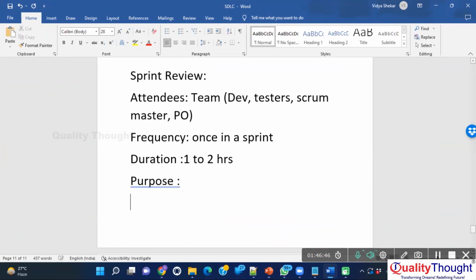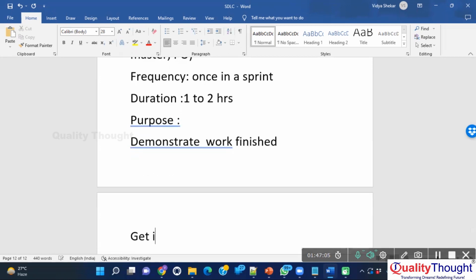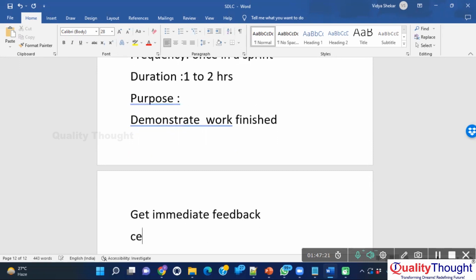What you are going to do in this meeting is demonstrate or give a demo, demonstrate work finished. Whatever work you have completed, you will give a demo. Demonstrate work finished. Get immediate feedback. And if everything goes well, you are going to celebrate your accomplishments.